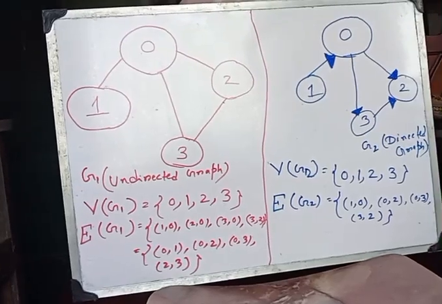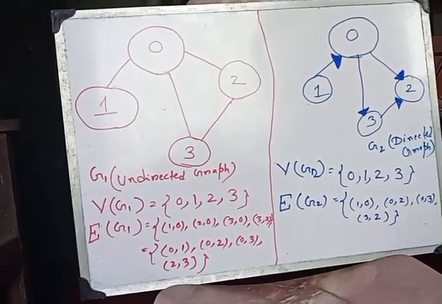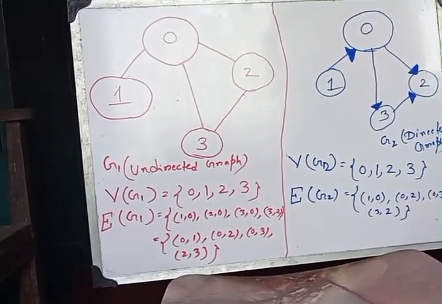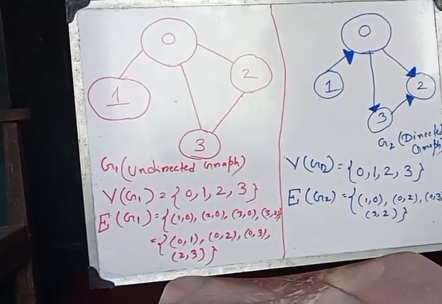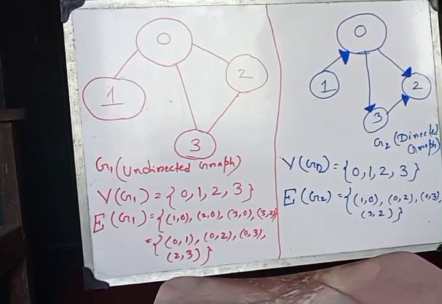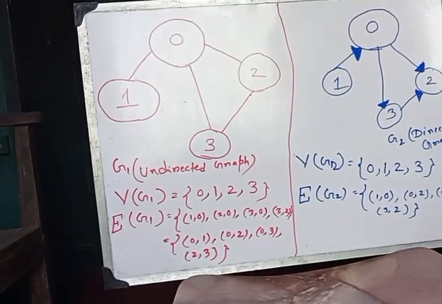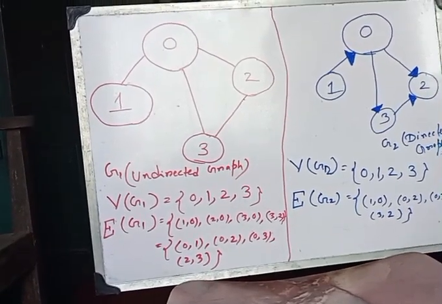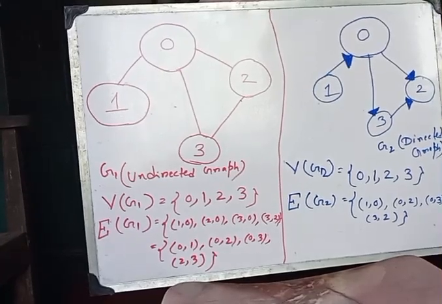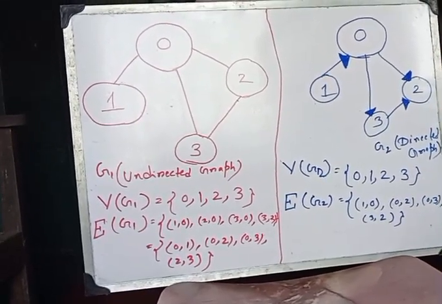E of G1 is equal to {(1,0), (2,0), (3,0), (3,2)} because we have edges connecting 1 and 0, connecting 0 and 2, connecting 0 and 3 and connecting 3 and 2. Similarly, E of G1 can also be written as E of G1 is equal to {(0,1), (0,2), (0,3), (2,3)} because G1 is an undirected graph.